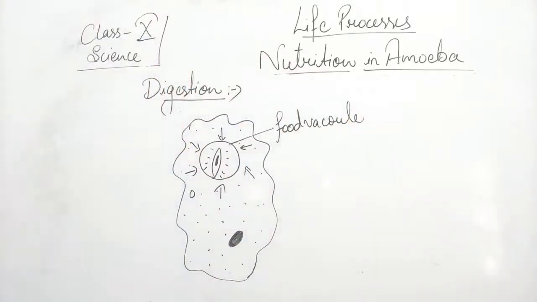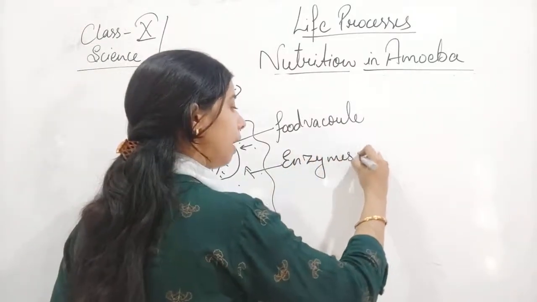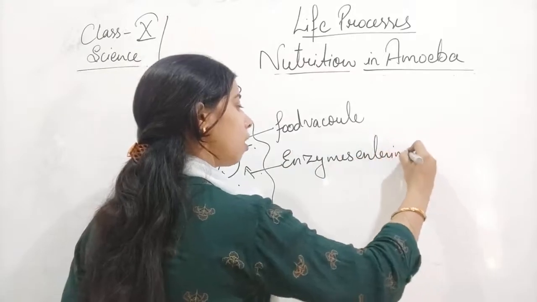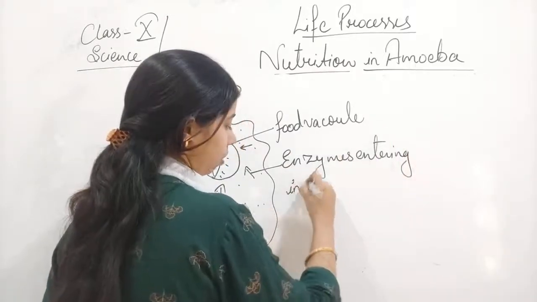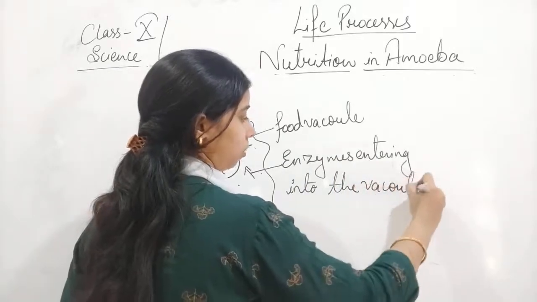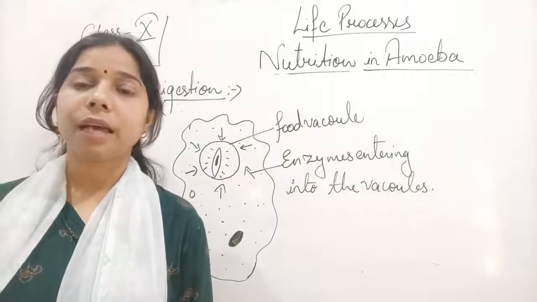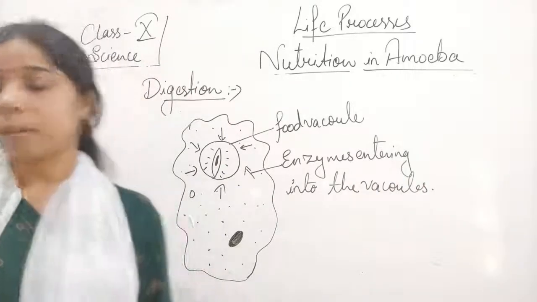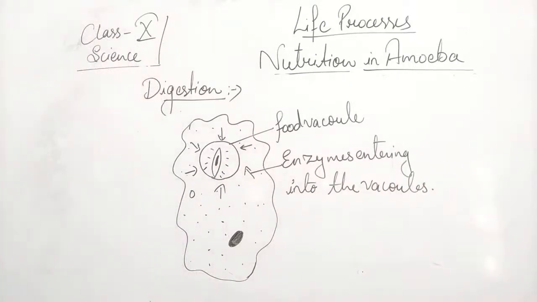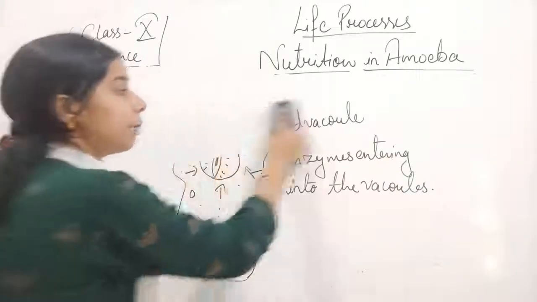Okay, food vacuole. And this arrow is what? These are the enzymes entering into the vacuole. Enzymes entering into the vacuole. Now moving on, we will see the next step, and the next step is absorption.